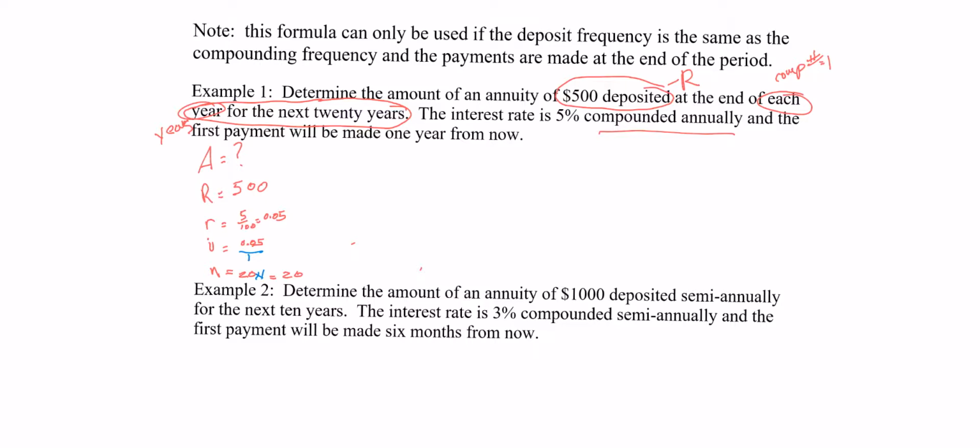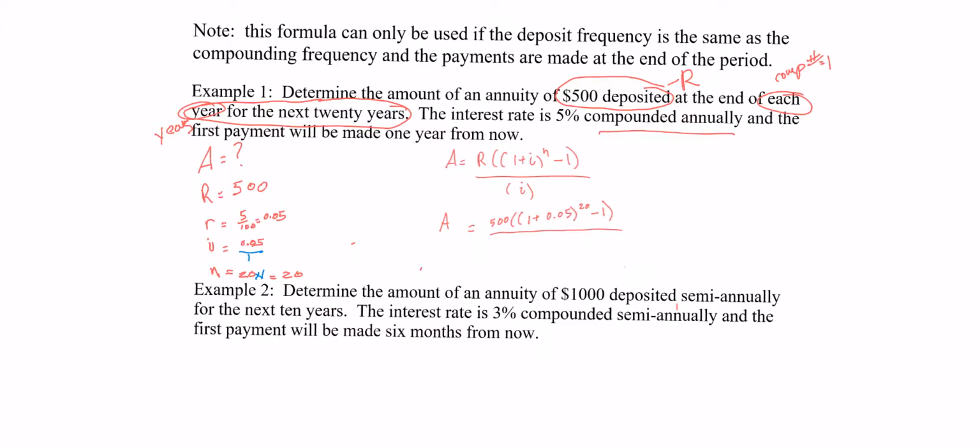Always start with your equation. And we'll have the following. A equals big R, bracket, 1 plus i to the n minus 1, end bracket, divided by i. Now when we substitute, we get the following. A is equal to 500, bracket, bracket, 1 plus 0.05 raised to the 20 minus 1, end bracket.